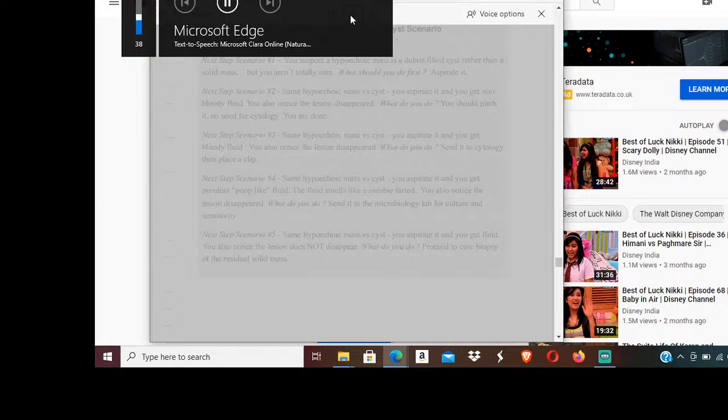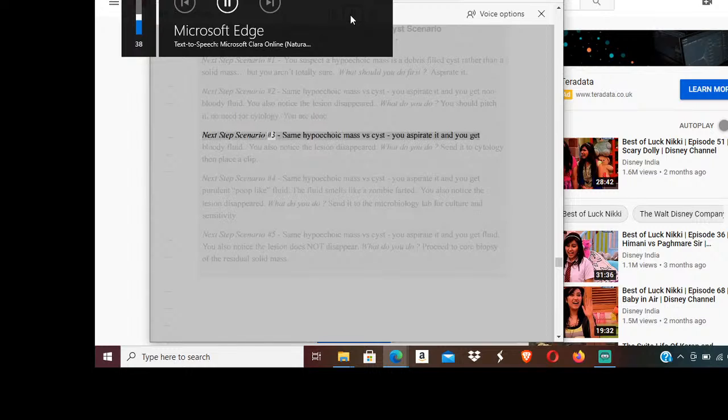The hypoechoic mass vs dirty cyst scenario, classic. Next step scenario 1: you suspect a hypoechoic mass is a debris-filled cyst rather than a solid mass, but you aren't totally sure. What should you do first? Aspirate it. Next step scenario number 2, same hypoechoic mass vs cyst, you aspirate it, and you get non-bloody fluid. You also notice the lesion disappeared. What do you do? You should pitch it. No need for cytology. You are done.